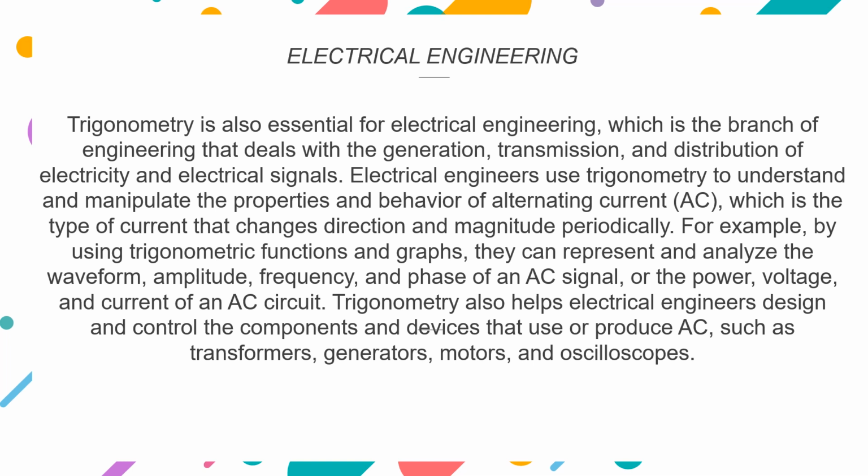Electrical engineering. Trigonometry is also essential for electrical engineering, which is the branch of engineering that deals with the generation, transmission, and distribution of electricity and electrical signals. Electrical engineers use trigonometry to understand and manipulate the properties and behavior of alternating current, which is the type of current that changes direction and magnitude periodically. For example, by using trigonometric functions and graphs, they can represent and analyze the waveform, amplitude, frequency, and phase of an AC signal, or the power, voltage, and current of an AC circuit.